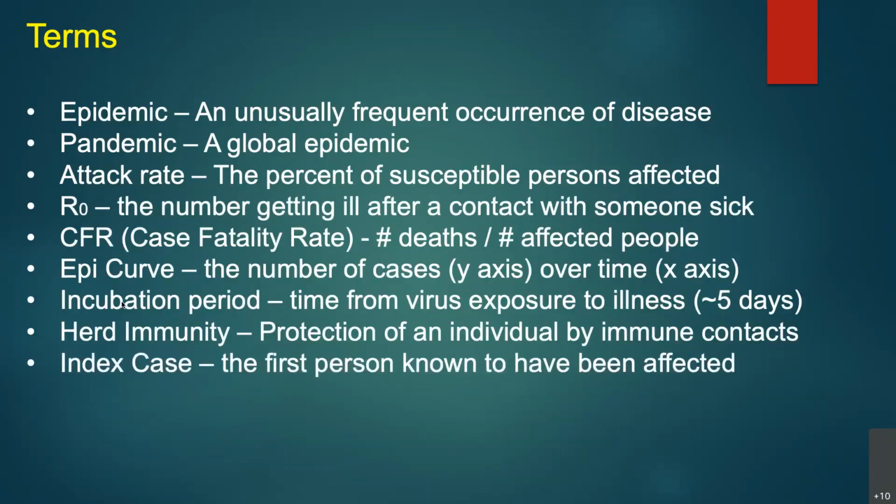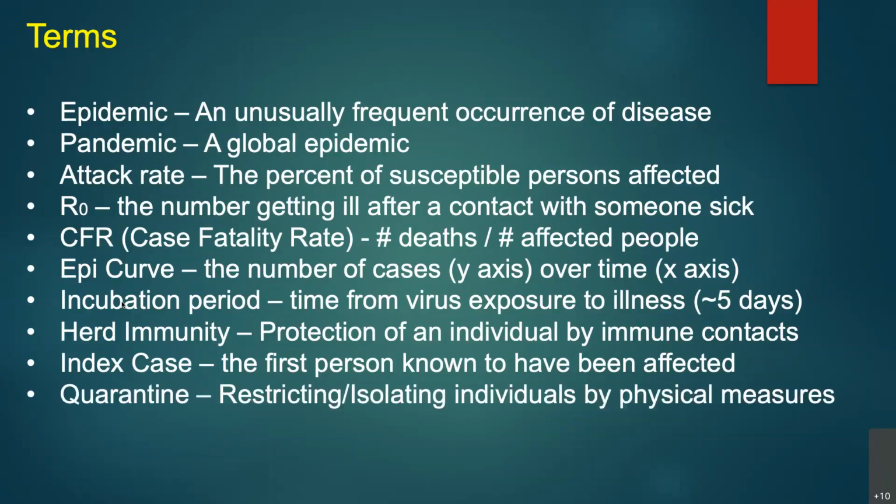An index case is that first individual who's affected. When we go back and look at the Wuhan data, it appears that probably the very first person affected by this was sometime in December 1919, probably around the 10th or the 12th. Cases began to pour into the hospital by the 31st of December, and then it was off to the races in January and February. Quarantine, I think you all know, is simply the restriction of individuals and isolating them by physical measures, keeping them in a confined space.